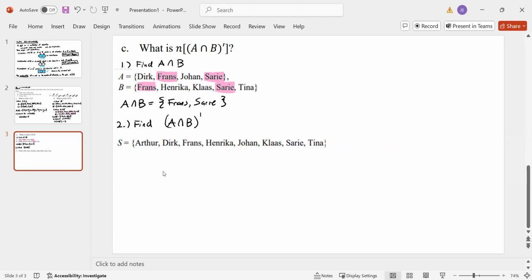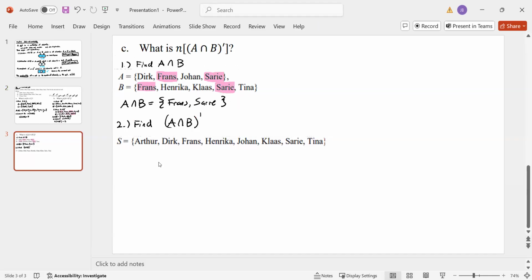So if you wanted to, you could actually do A complement union B complement. But the only reason I wouldn't recommend doing that in this case is because then you'd have to find the complement of 2 sets and then find their union, which I think is more work. But theoretically, you could distribute if you wanted to.